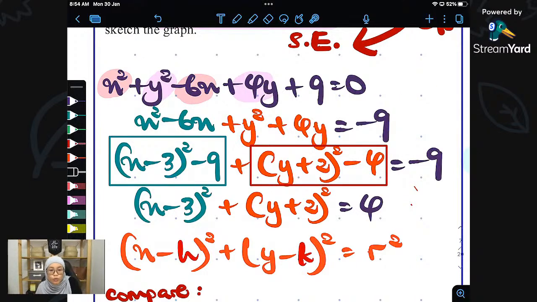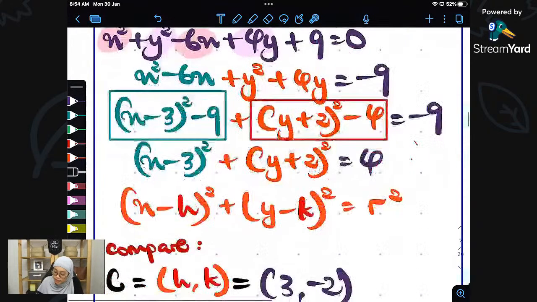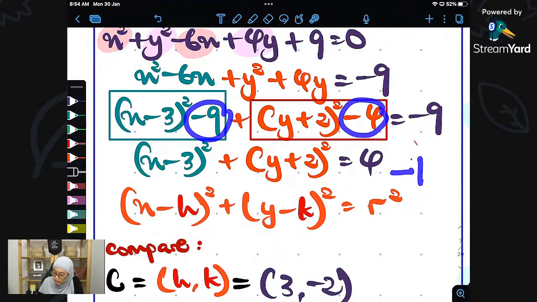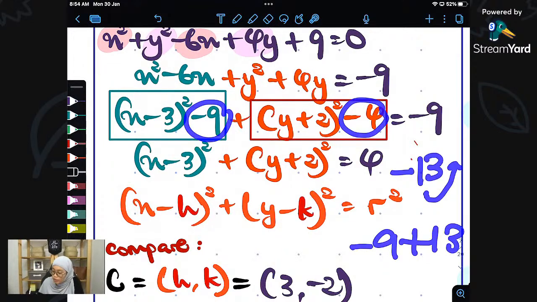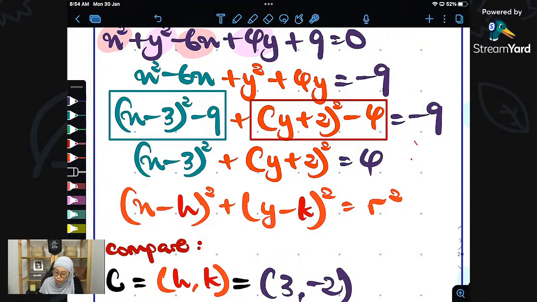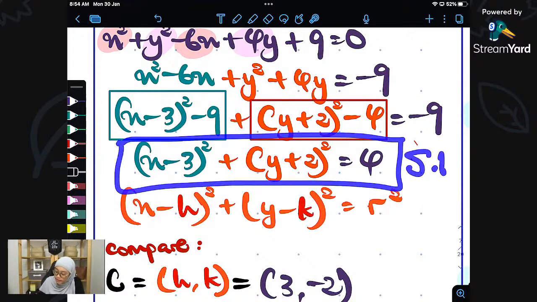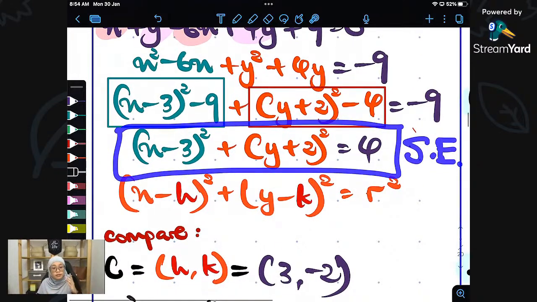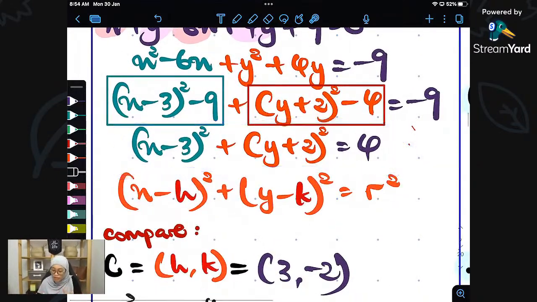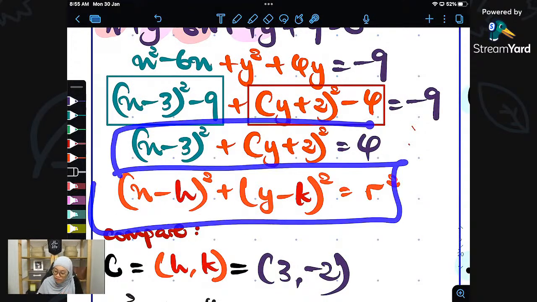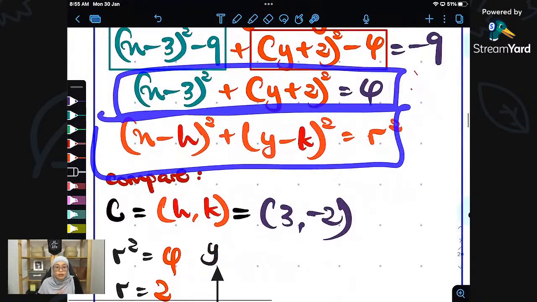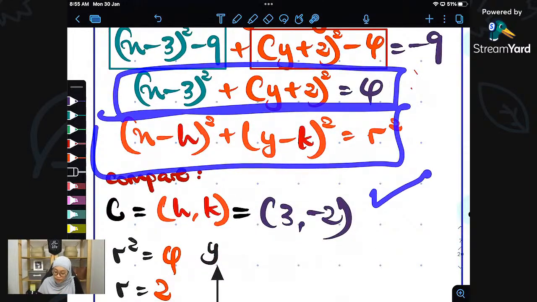Okay, I don't want to explain how you do it because I believe you already know it. And so we can solve this: -9, -4, which is -13. Bring -13 over to the right, and we will get -9 plus 13, which is 4. And so magically we will get the SE. Magically we got the standard equation. We can compare it with the raw formula and quickly know our center.